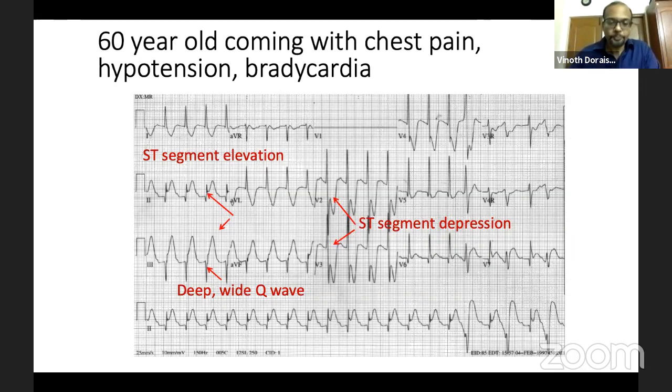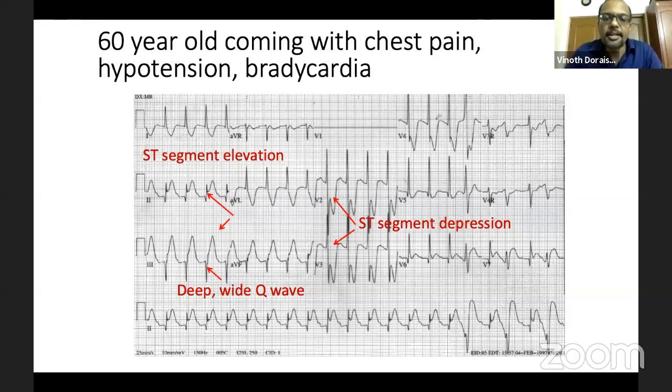For example, we know that the coronary arteries are 3 in number. You have the left anterior descending, the left circumflex artery and the right coronary artery. The right coronary artery will usually supply the inferior portion of the heart or the inferoseptal portion. So if you have those changes in the inferior leads, you have an inferior wall myocardial infarction due to a blockage in the right coronary artery.